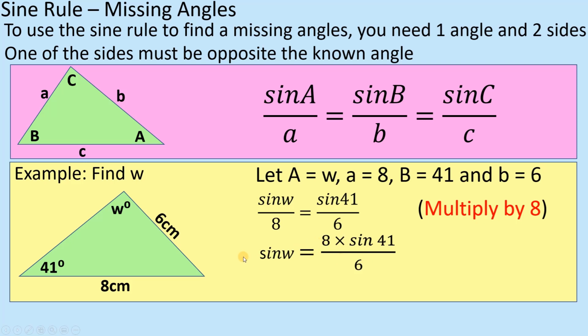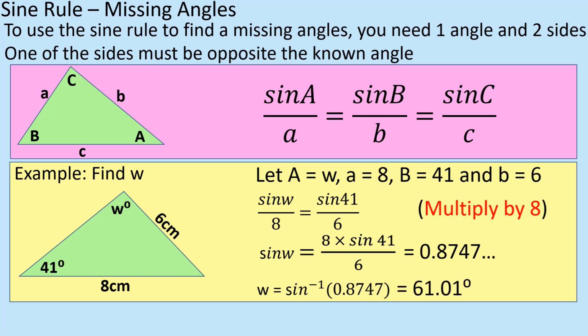Because this is sine W and I want W on its own, I then need to do sine to the minus 1 of whatever this answer is. So I'm going to put all that in my calculator, get this, and then do sine to the minus 1, which is the inverse function of sine, to get W. So sine to the minus 1 of this gives me my answer of 61.01 degrees.